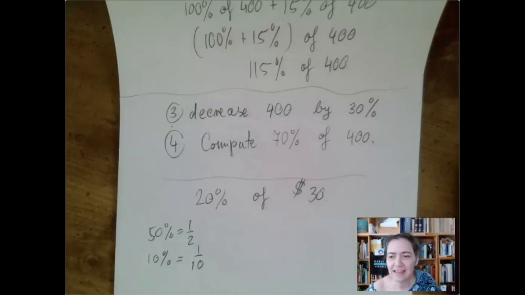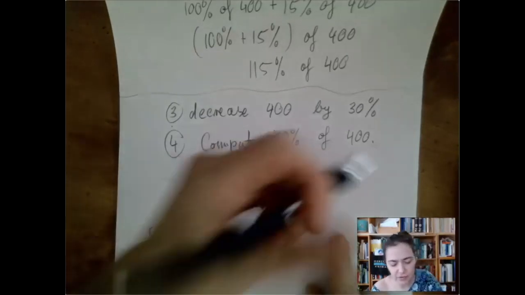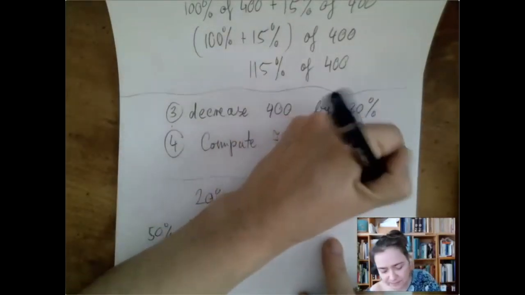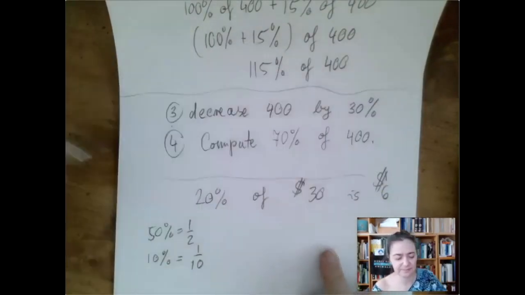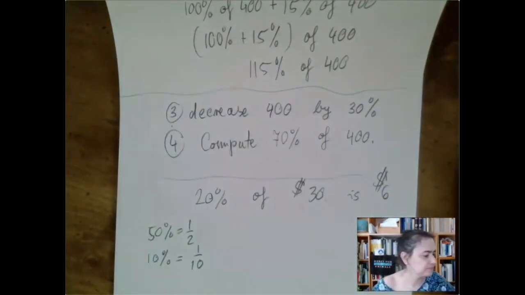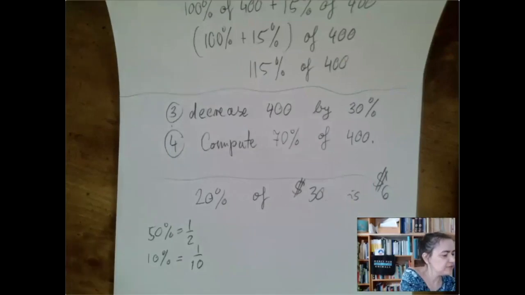Okay, any questions? Oh, yeah, and by the way, that's 6. Okay. All right, so we finished that one. We went further than I thought we would.